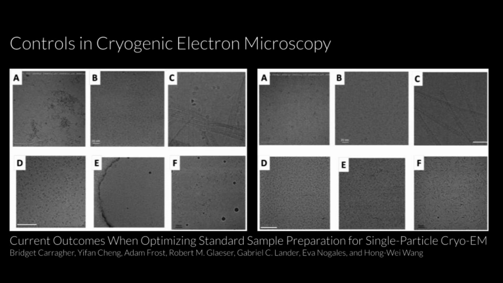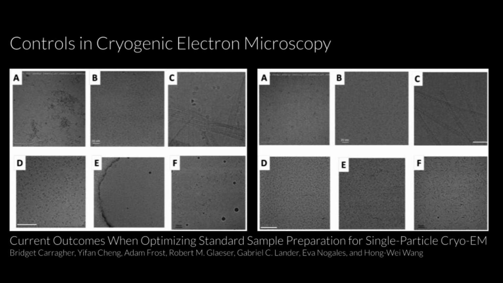The images on this slide are from my first manuscript published in 2019, which is an examination of current outcomes when optimizing standard sample preparation controls for single particle cryo-electron microscopy. The preparation of frozen hydrated samples on electron microscopy grids can be quite challenging, and this experiment wanted to summarize some of their collective experiences to help optimize the sample preparation. I think it goes without saying, but optimizing your controls during sample prep is the most surefire way to get the best results possible in the end.